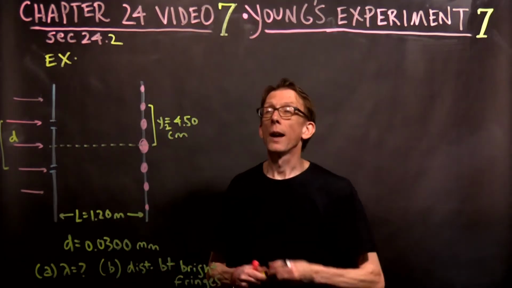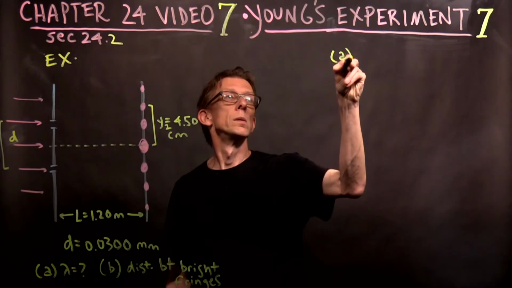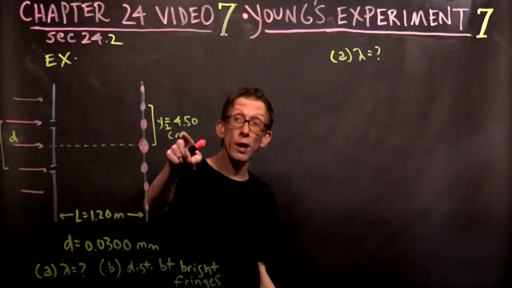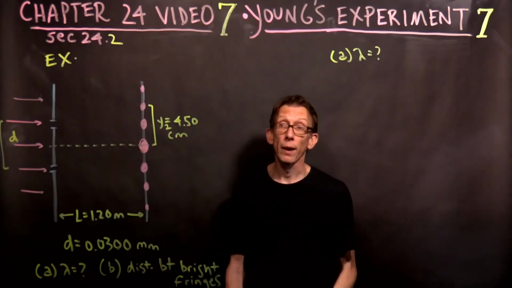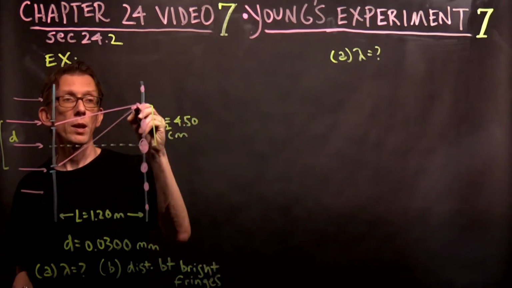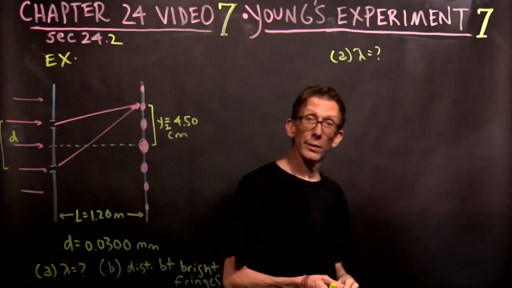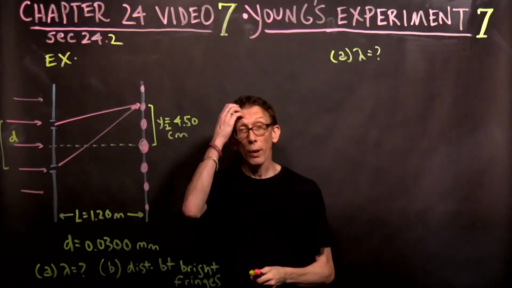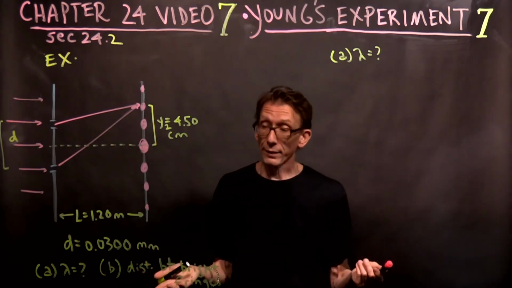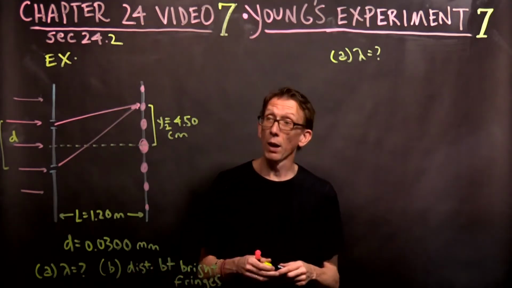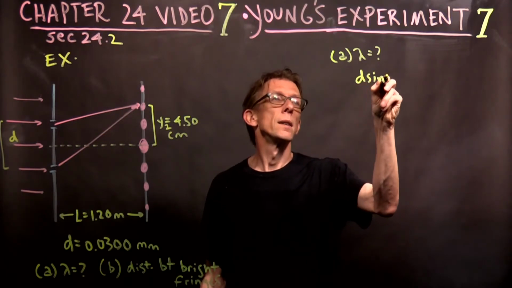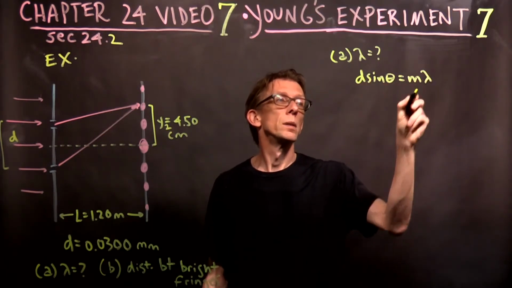The wavelength. We want to know what the wavelength is. Well, we know it's a bright fringe, right? We know there's a bright fringe at y2, which is 4.5. So we've got the rays coming to there. We know that is a point of constructive interference. We want to know what the wavelength is, so we know that d sine theta is m lambda.